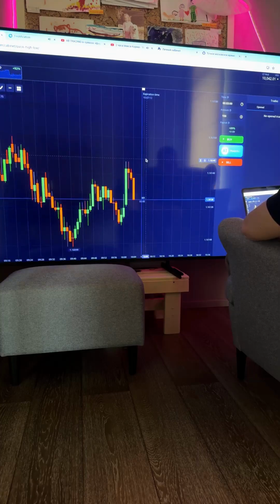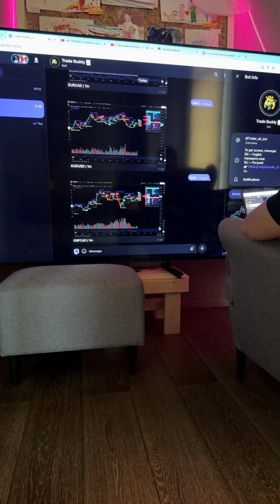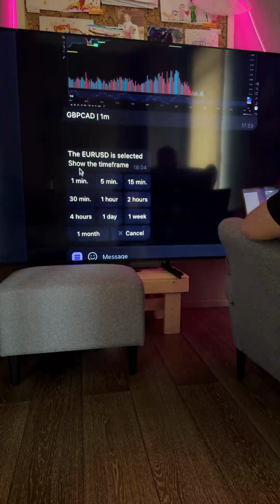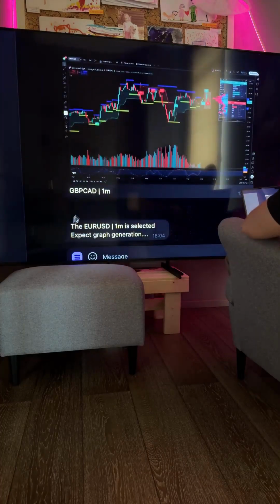Euro dollar. Let's take a look at USD start. The market is quite volatile right now. Sharp movements begin. Currency pair USD.